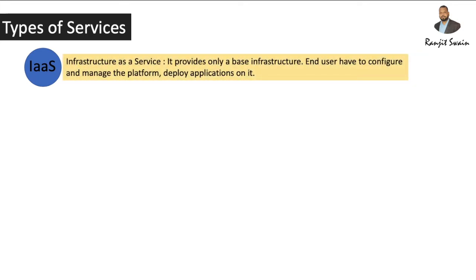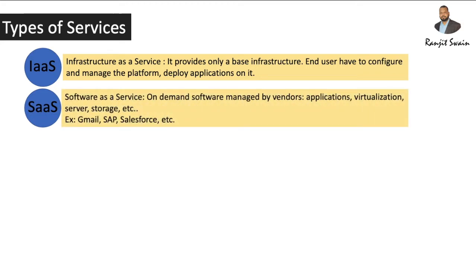Let's see the types of services being provided by the cloud service providers. First is IaaS. IaaS means infrastructure as a service. It provides only a base infrastructure. The end user has to configure and manage the platform and deploy applications on it. SaaS is called software as a service. That's on-demand software managed by vendors, that's applications, virtualization, server, storage, etc. Examples: Gmail, SAP, Salesforce, or these kinds of software which you can use and they provide.